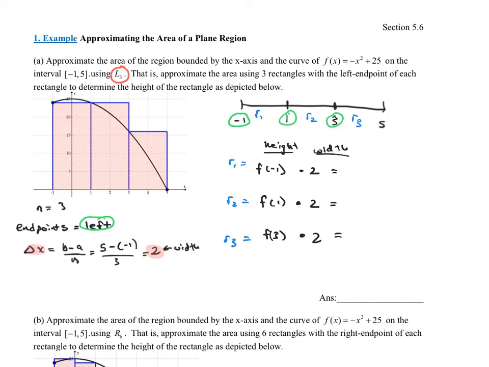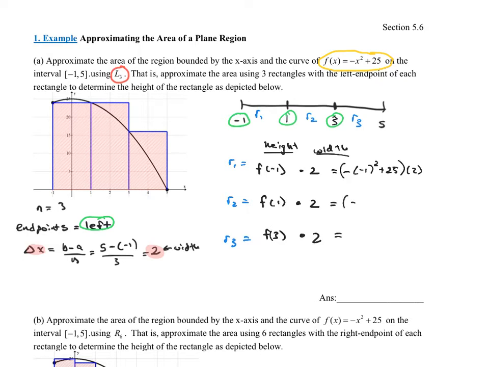So, when I say plug it into my function, what am I talking about? I'm talking about plugging it into the original function, which was negative x squared plus 25. So plug negative 1 into negative x squared plus 25, multiply it times 2. Let me show you the actual math on that one. You'd have negative 1 squared plus 25. Whatever that value is, you're multiplying it times 2.